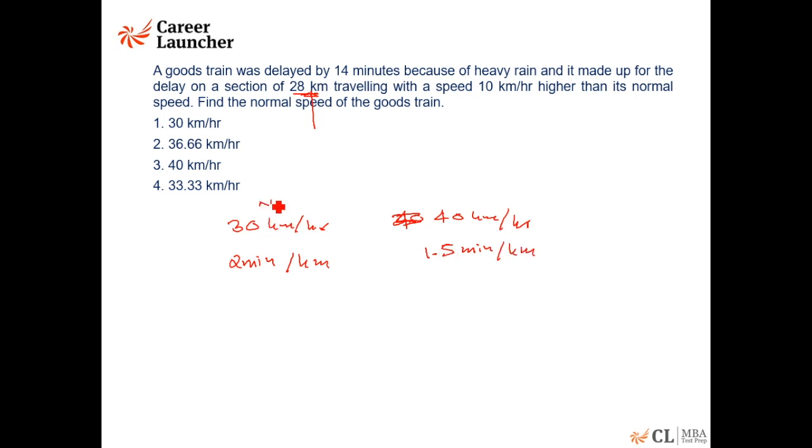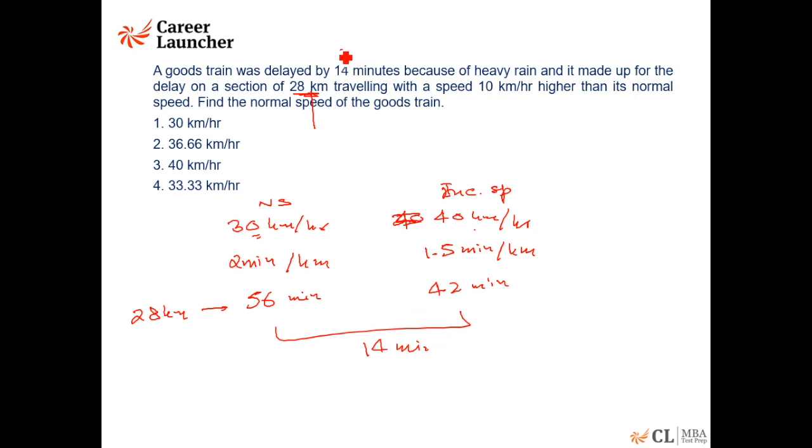Right? So, this is the normal speed. This is the increased speed. Okay. So, for a 28 kilometer distance, how much time will it take at the normal speed? It will take 56 minutes. For 28 kilometers, it will take 56 minutes. And at 40 kilometers per hour, 28 kilometers, it will take 28 into 1.5, which is 42 minutes. Is the saving 14 minutes? Yes, the saving is 14 minutes. As per the question, the saving had to be 14 minutes. That means the normal speed of 30 kilometers per hour is perfectly fine.